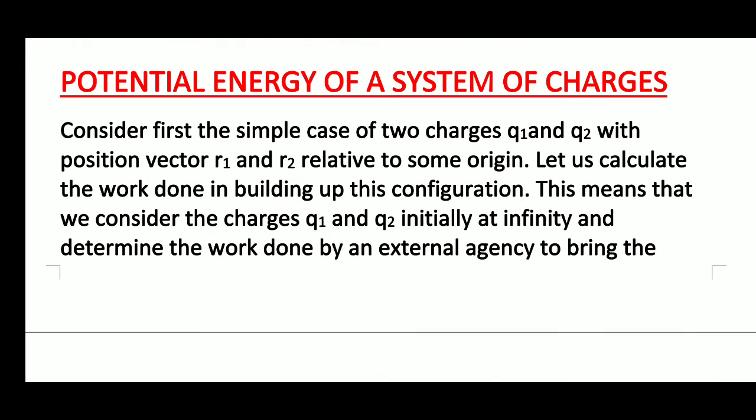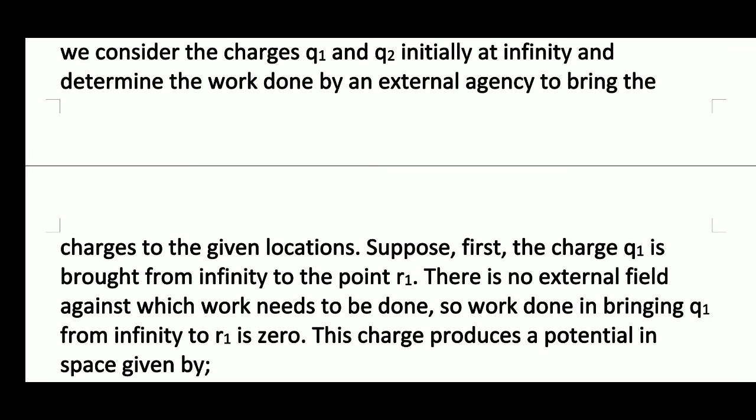Now the next topic, which is potential energy of a system of charges. Consider first the simple case of two charges q1 and q2 with position vectors r1 and r2 relative to some origin. Let us calculate the work done in building up this configuration. This means that we consider the charges q1 and q2 initially at infinity and determine the work done by an external agency to bring the charges to the given locations.